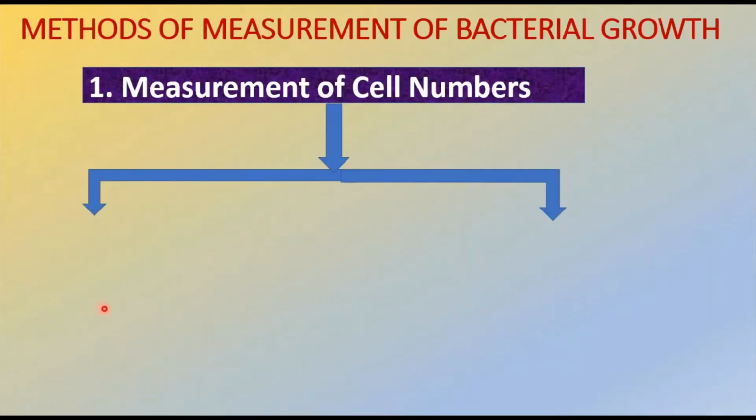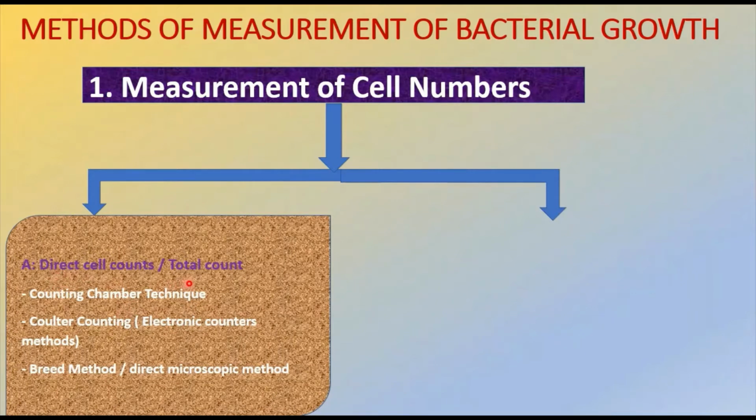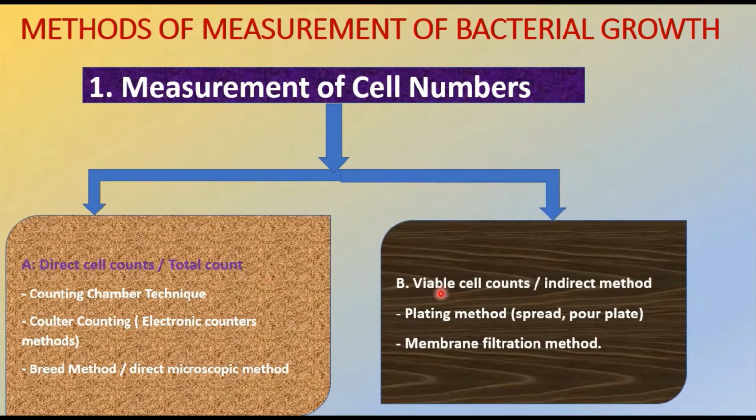So coming to the first one, measurement of cell numbers, here we have two types. One is the direct cell count, where we count both the dead cells and the viable cells, by different techniques called the counting chamber technique, culture counting where electronic counter methods are used, and the third one is the Breed method. So we have three methods in the direct cell counts or total count methods. Then the second type is the viable count. It is an indirect method where we count only the viable cells, that means the bacteria which have survived. So this is called viable cell count.